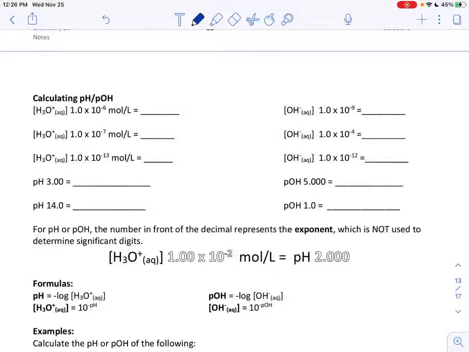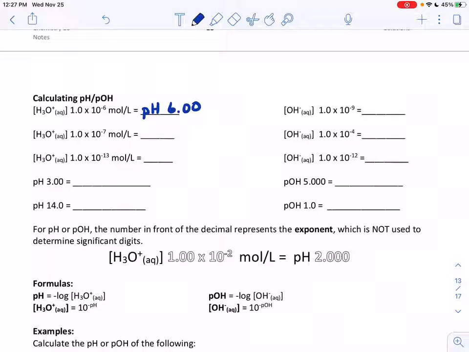So this first little bit that I'm going to do here is, after I show you what the trend is, you're going to be able to give me what the pH or the pOH is without using your calculator to begin with. So the first one I'm going to show you is this. So this one here, 1.0 times 10 to the minus 6, the pH is going to be 6.00. By the way, pH and pOH do not have units, all right?